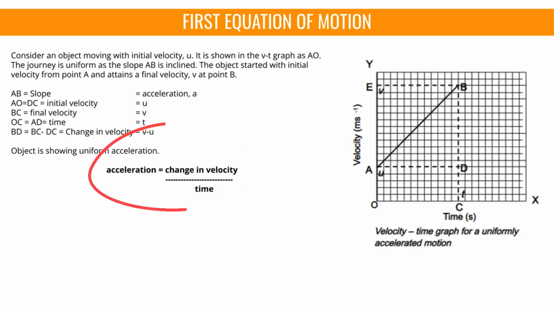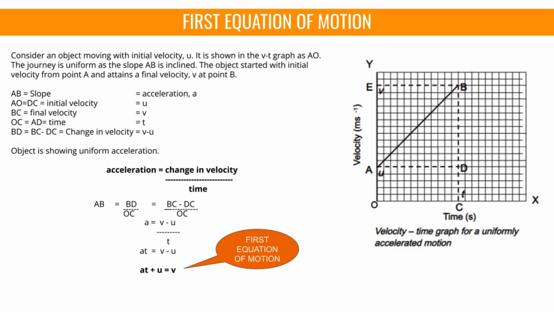Now, acceleration is defined as change in velocity divided by time. From the above, acceleration is AB. Change in velocity is BD. And time is OC. Substituting these annotations we get, AB equals BD upon OC. We also know change in velocity is BC minus DC, hence BD is replaced by BC minus DC. Putting the values of these annotations, we get a equals v minus u upon time. Now just rearrange it. And boom, we get our superstar, first equation of motion, at plus u equals v.